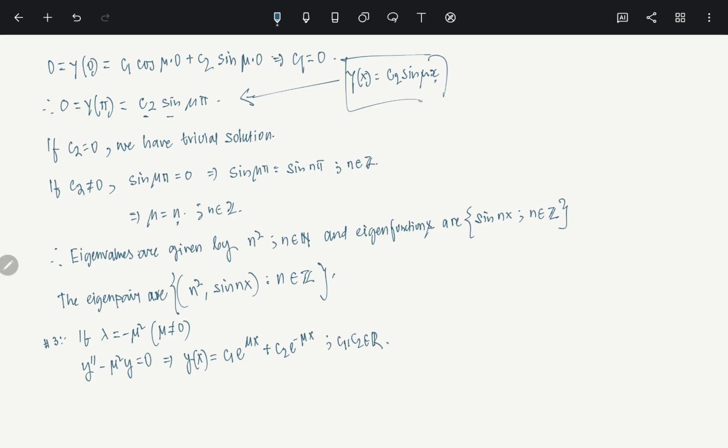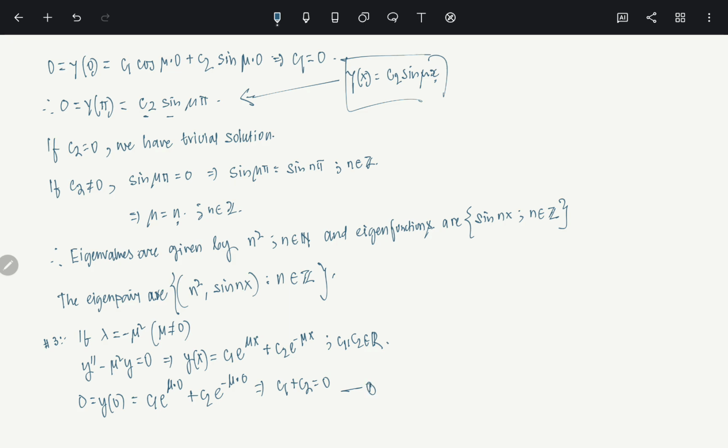Here now it has to satisfy those two equations again. 0 equals y at the point 0, which equals c1 times e to the power mu times 0 plus c2 times e to the power minus mu times 0. So that will give us c1 plus c2 equals 0. Is it okay? So that is your first equation.